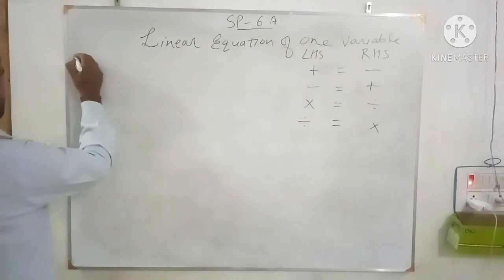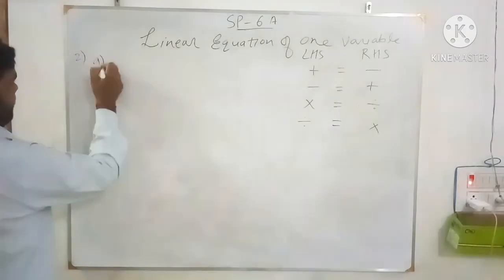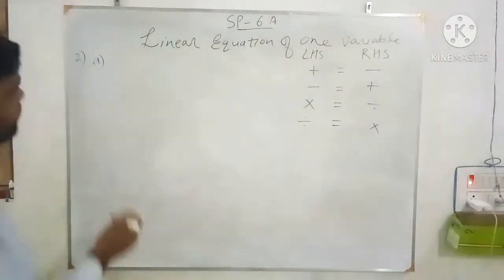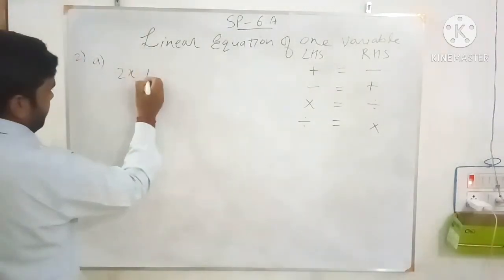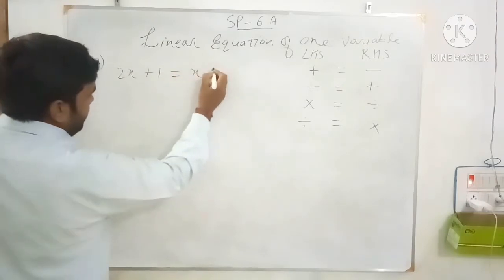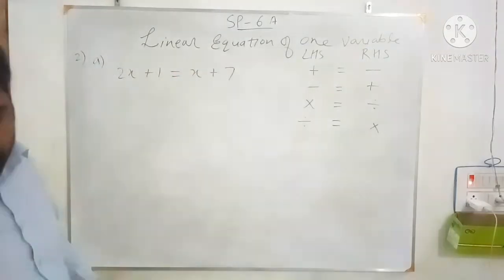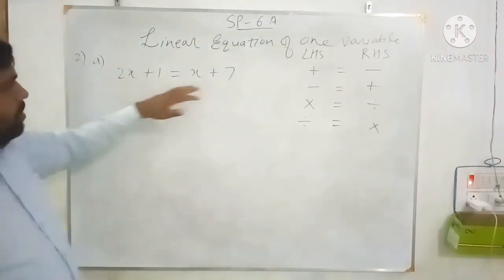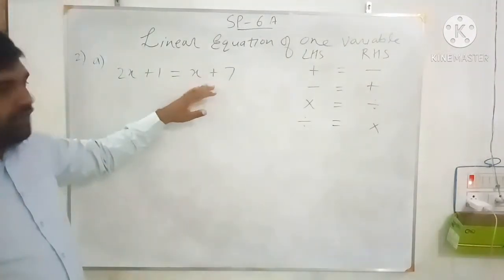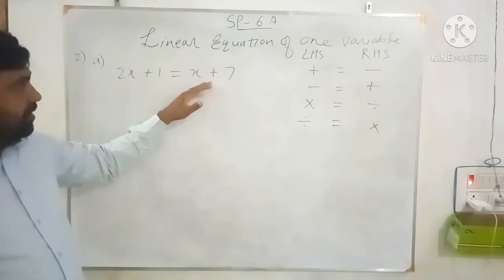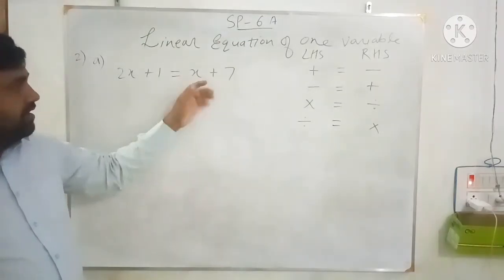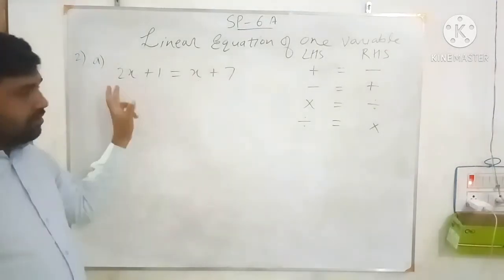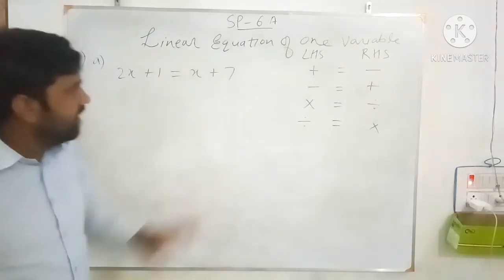Next question is 2A. The equation is 2x plus 1 equals x plus 7. Here you see the variable is on both sides, on the left and also on the right. So first what you have to do? Transpose the terms containing the variable to the left hand side and all the constants to the right hand side.